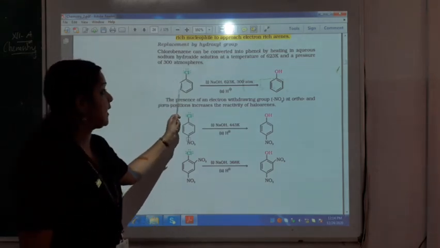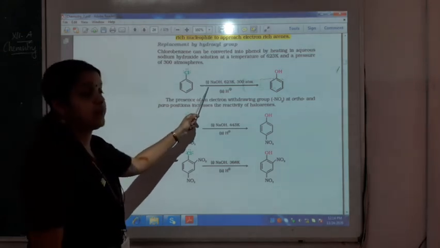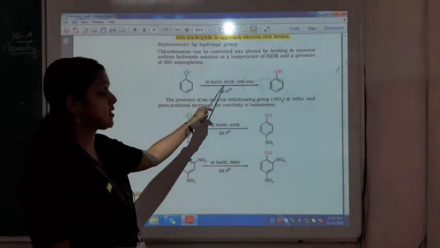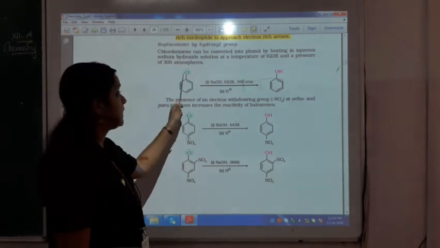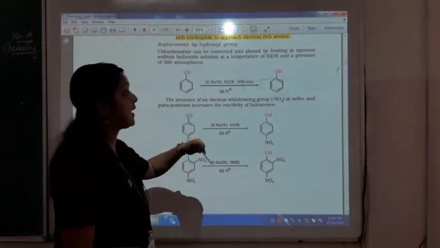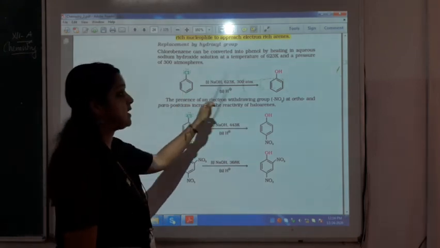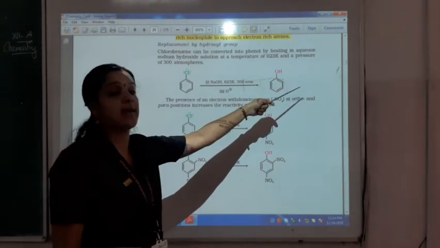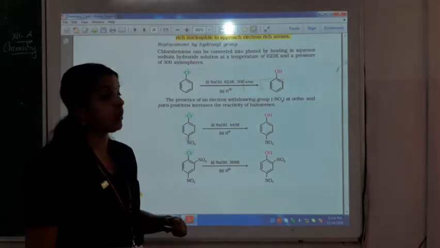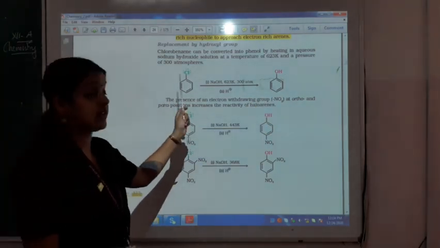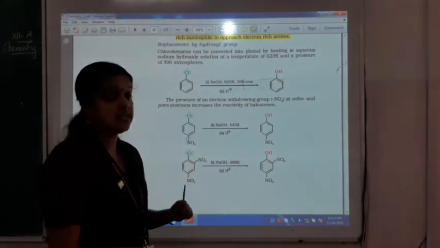Chlorobenzene, this is my haloarene. When it is treated with NaOH in presence of a mineral acid at 623 Kelvin, what happens? The halide ion comes out as a leaving group and the OH comes and attacks. So you get NaCl as a byproduct and you get your phenol. So this is how haloarenes undergo reaction with a hydroxyl ion.